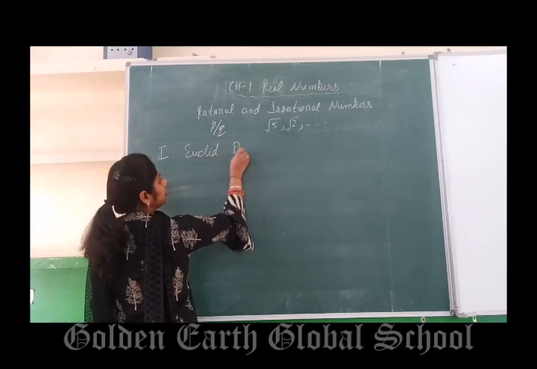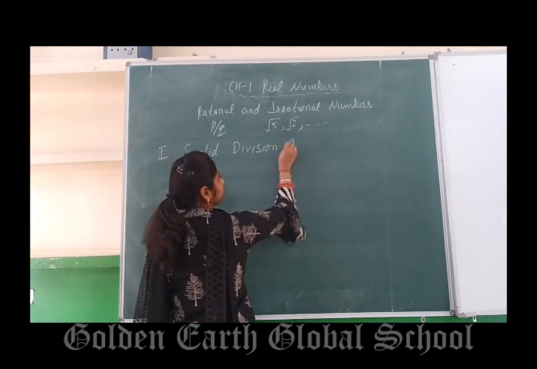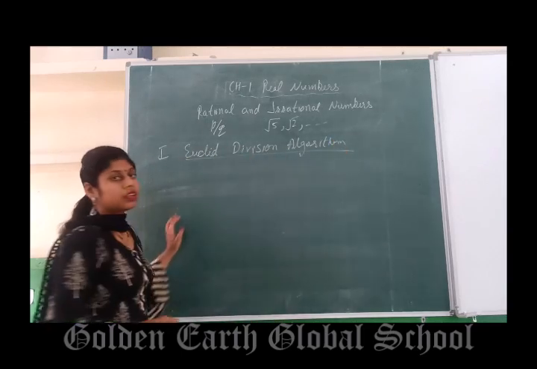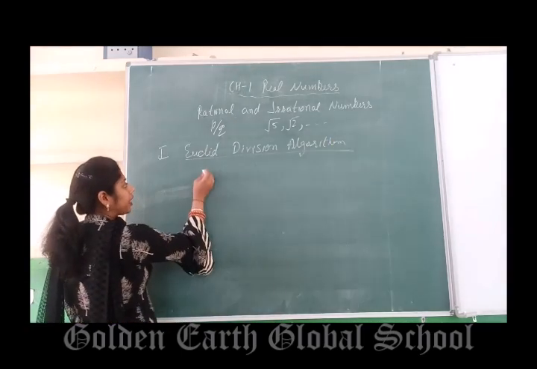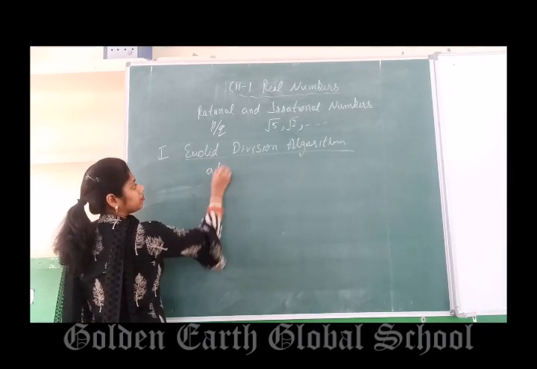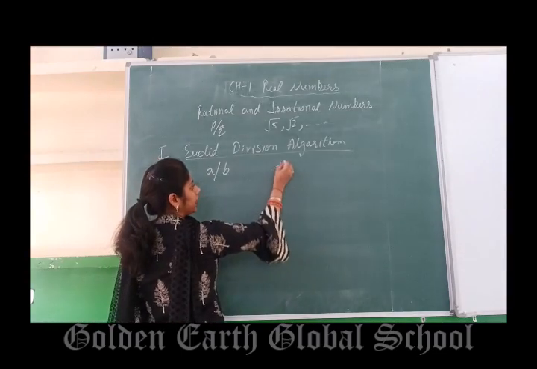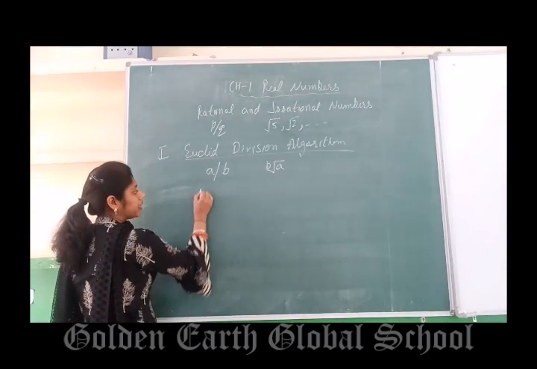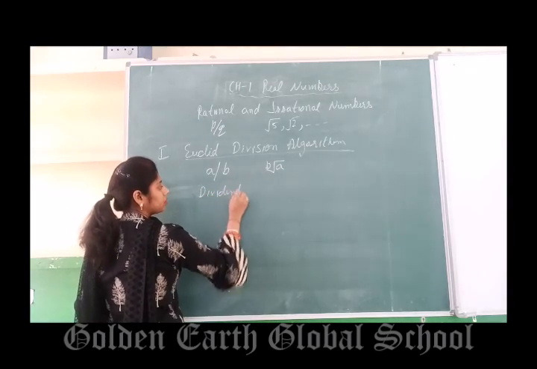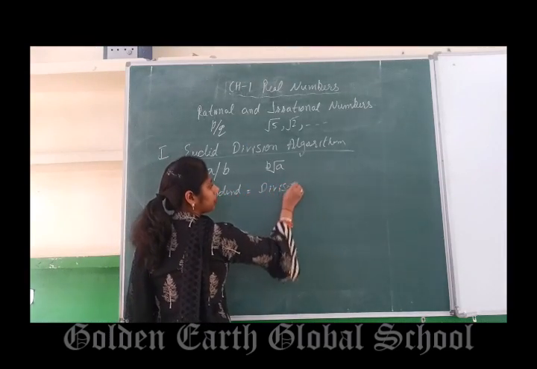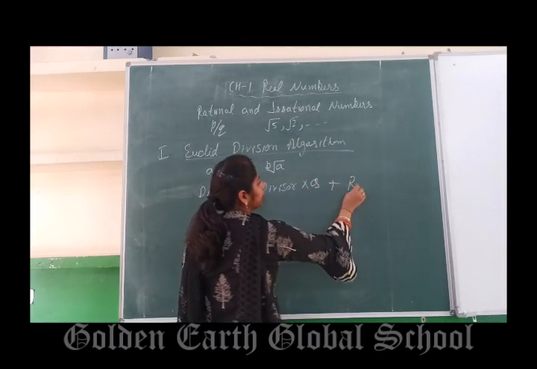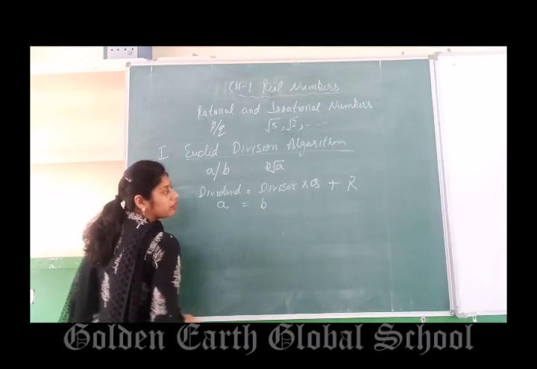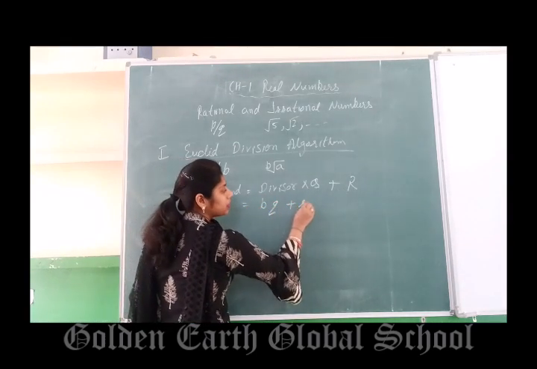Euclid's division algorithm. Euclid's division algorithm: if we divide two numbers, say A is divided by B, then according to the division algorithm, dividend equals divisor into quotient plus remainder. Same here, if we divide A by B, we get some quotient and remainder.